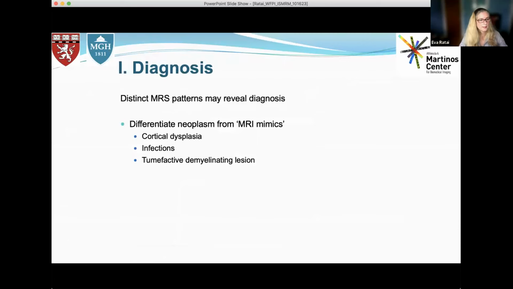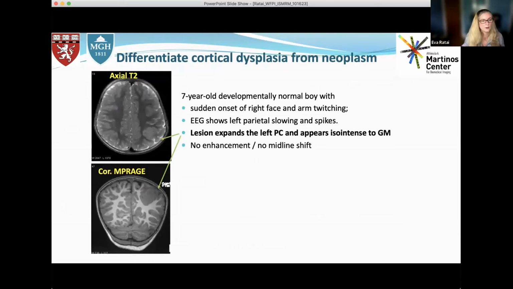So we use it for diagnosis to differentiate neoplasms from so-called MRI mimics. What are those? Those could be cortical dysplasias, infections, tumefactive demyelinating lesions. Here's an example of a 7-year-old developmentally normal boy with a sudden onset of right face and arm twitching. EEG showed left parietal slowing and spikes. The lesion expands the left parietal cortex and is isointense to gray matter. There is no enhancement and there was no midline shift.